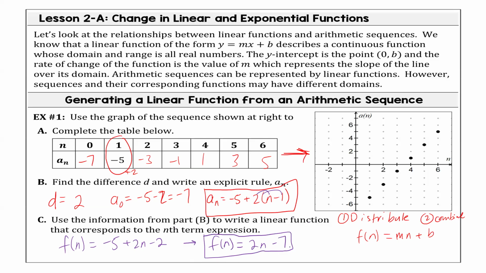So automatically to get here, all I need to know is my m, which is now technically my d, and my b, which is technically my a sub 0. Do we see the correlation, connection? Mix that word together.